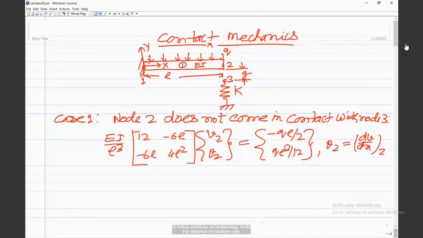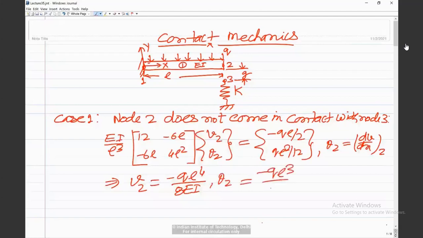Now if you solve this equation, the solution will be, after you take the element level governing equation for the beam, and the beam is discretized using only one element, and then you eliminate the first and second equations corresponding to V1 equal to 0, theta 1 equal to 0. So you get this equation, and if you solve it, we get V2 equal to minus QL power 4 upon 8EI, and theta 2 would be equal to minus QL cube upon 6EI.